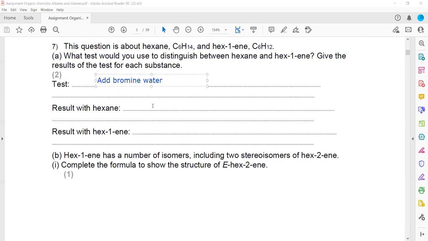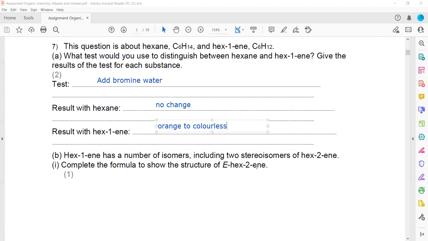The result with hexane: no change. The result with hexene, an alkene: it will change from orange to colorless. Hexene has the same number of isomers.